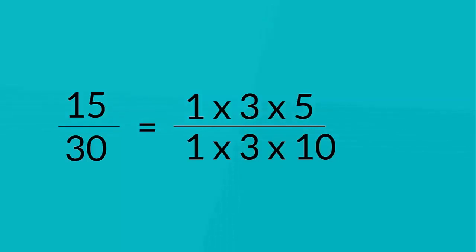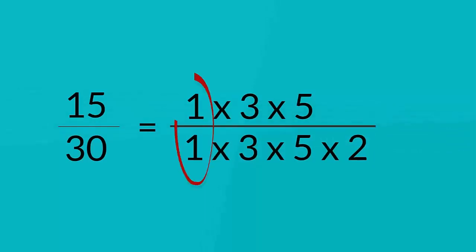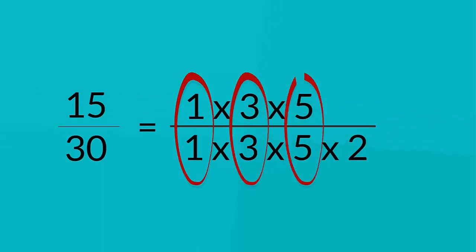Yes, that works, but we need to find some copycat 1s for this to work. Can we break down 10 into 2 more factors? Yes, we can break it down into 2 times 5. So now 30 is 1 times 3 times 5 times 2. Do you see any copycat 1s or quantity of 1? Me too! I see a 1 over 1, I see a 3 over 3, and a 5 over 5.